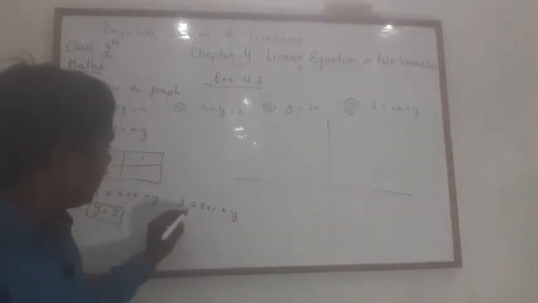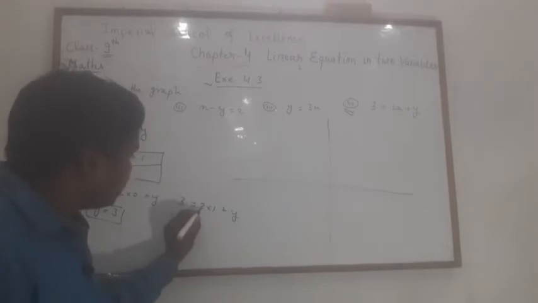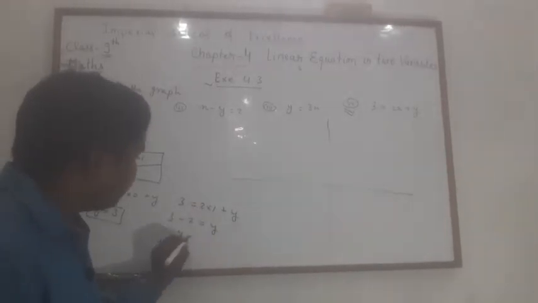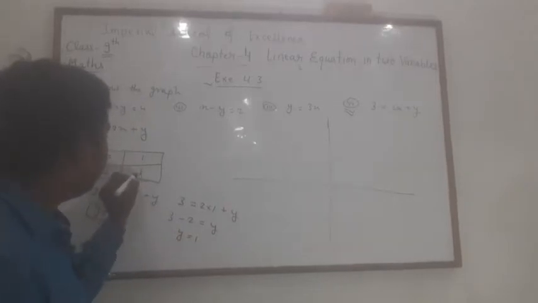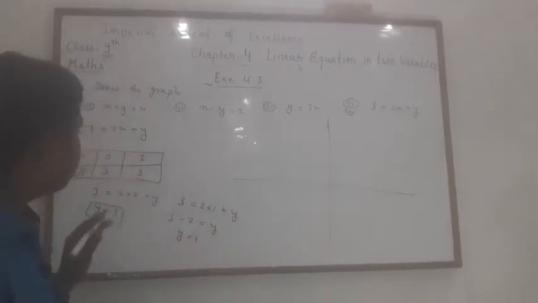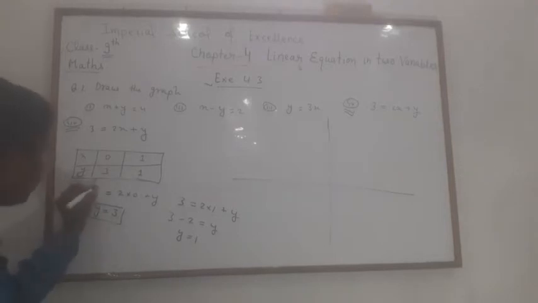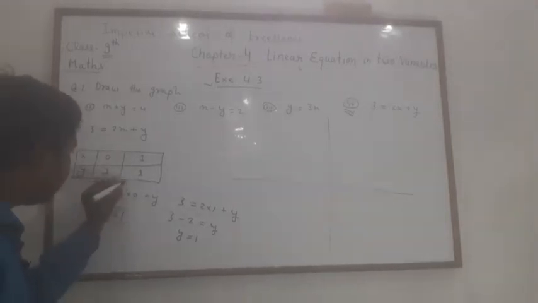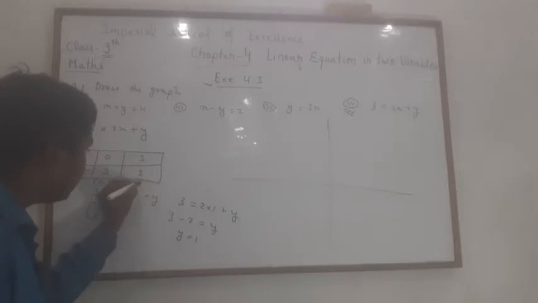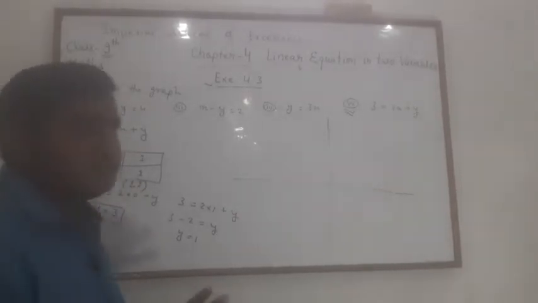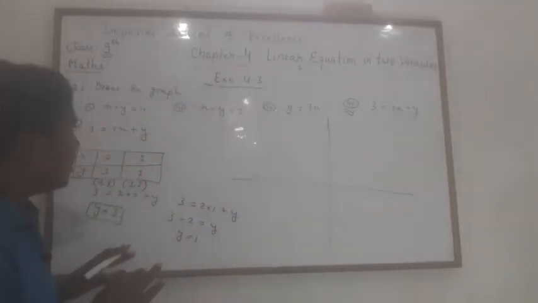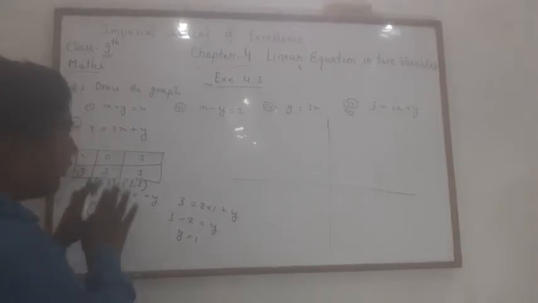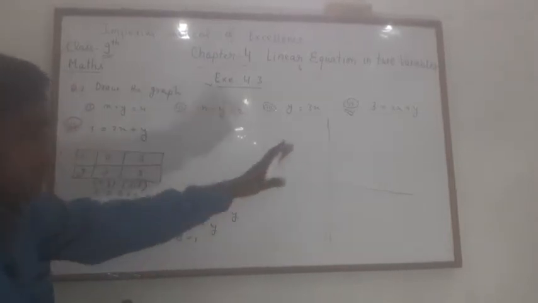Then it will be 3, and 2 into 1 is 2, this 2 will come on this side so it becomes minus 2, and that is equal to y, so y is equal to 1. So in this case, how much is y? 1. So when x is 1, y is also 1. So let's find out the coordinates. This is 0, 3 and this is 1, 1. So these are the coordinates. Okay, so now what I will do here, we have to plot these points on the graph paper.